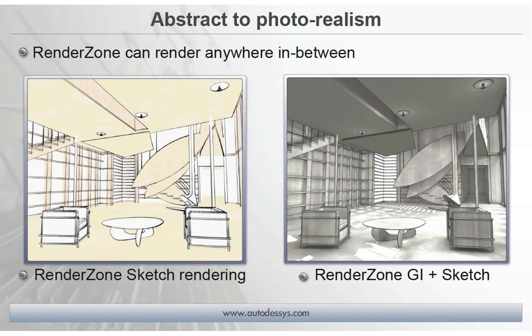Now, sometimes you don't want a realistic rendering. Sometimes you want something a little more abstract. Well, the RenderZone plugin can handle that too. The image on the left is a sketch render, and you can see there's a whole long list of different sketch rendering modes. So it gives it more of an abstract, artistic feel. The image on the right is actually a sketch render mode, but we've also used global illumination with that. So we use the global illumination to accurately and easily light the scene, and then we use the sketch render to sort of filter that off into more of an abstract effect.